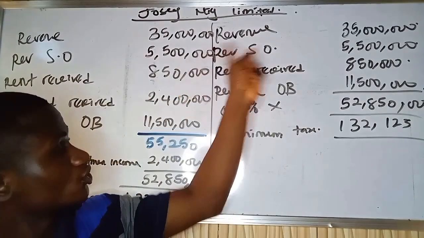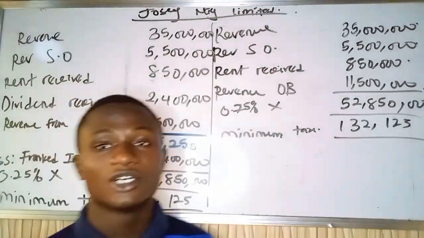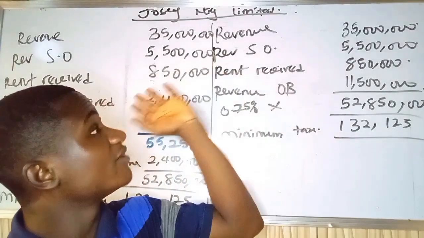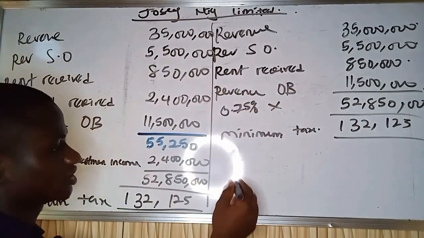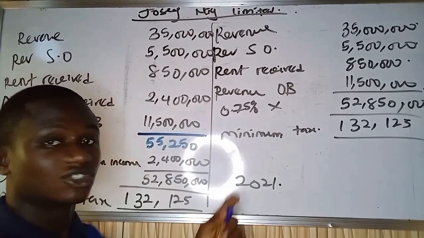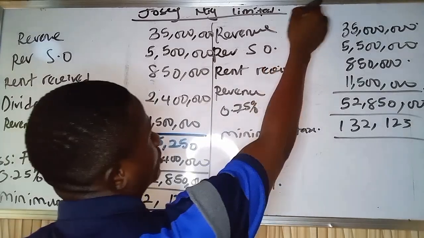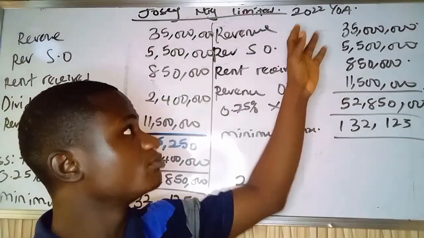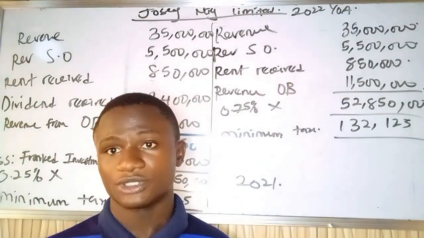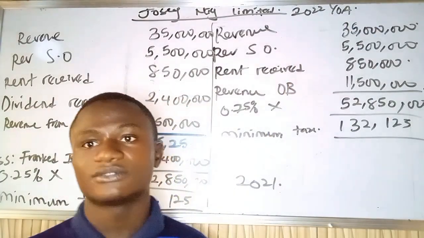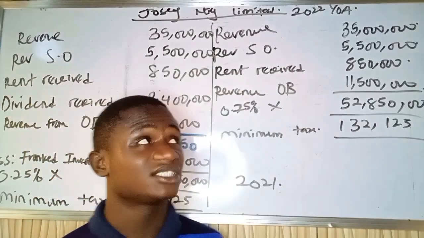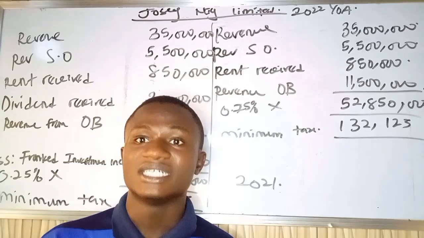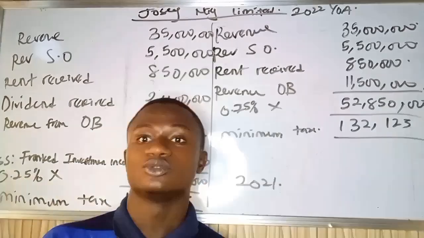But one thing we just forgot to include in this class is that we did not put the year of assessment, which is very, very important. And the year of assessment for this one, since it falls in 2021, will be 2022 year of assessment. I believe this should not be a problem if you understand basis period. Let me just give a short explanation. The reason is very simple: tax of 2021 cannot be collected in 2021. Rather, it will be collected in 2022.